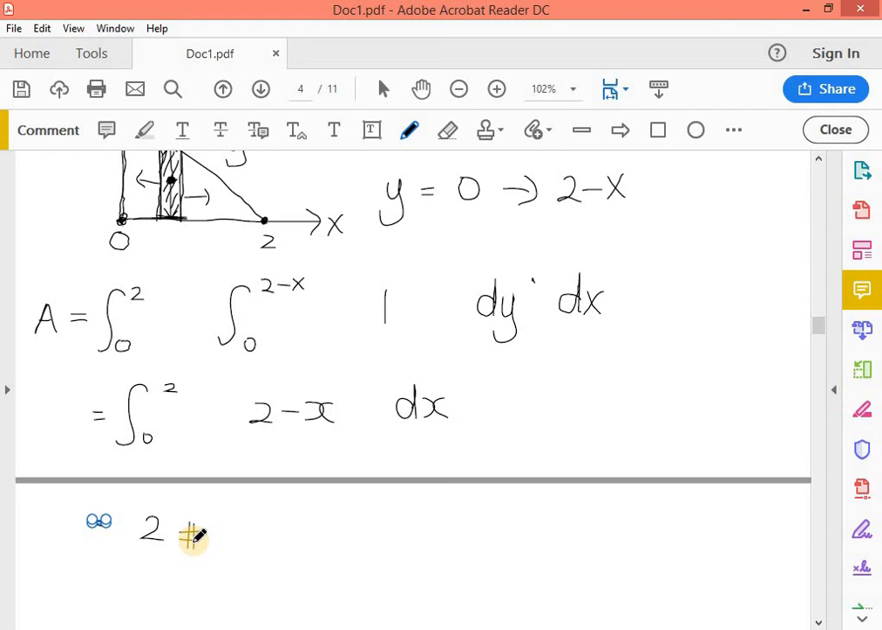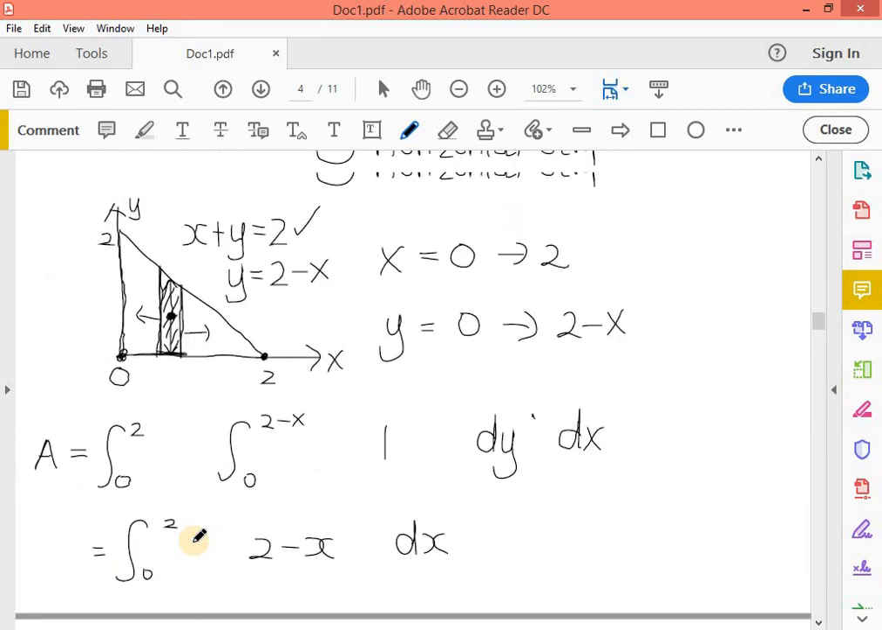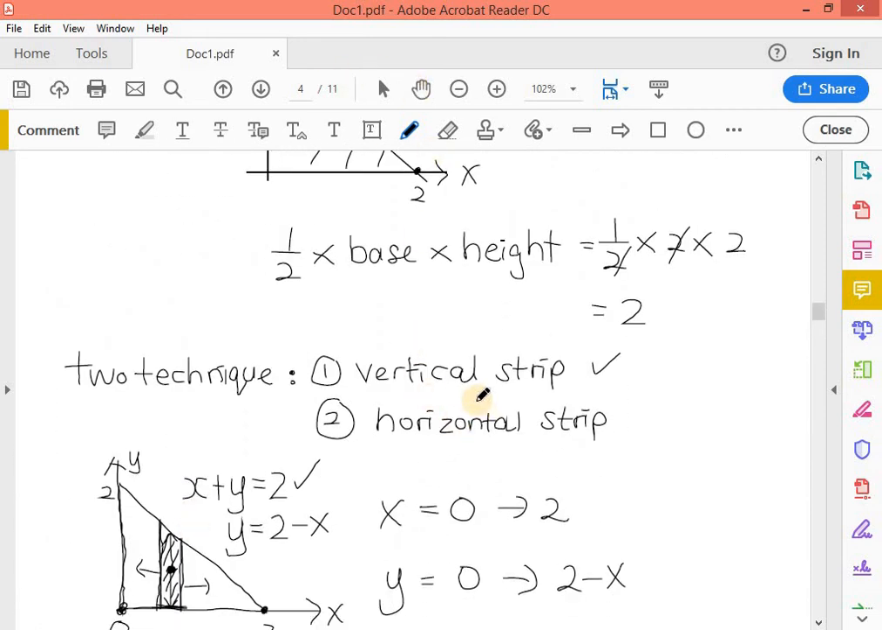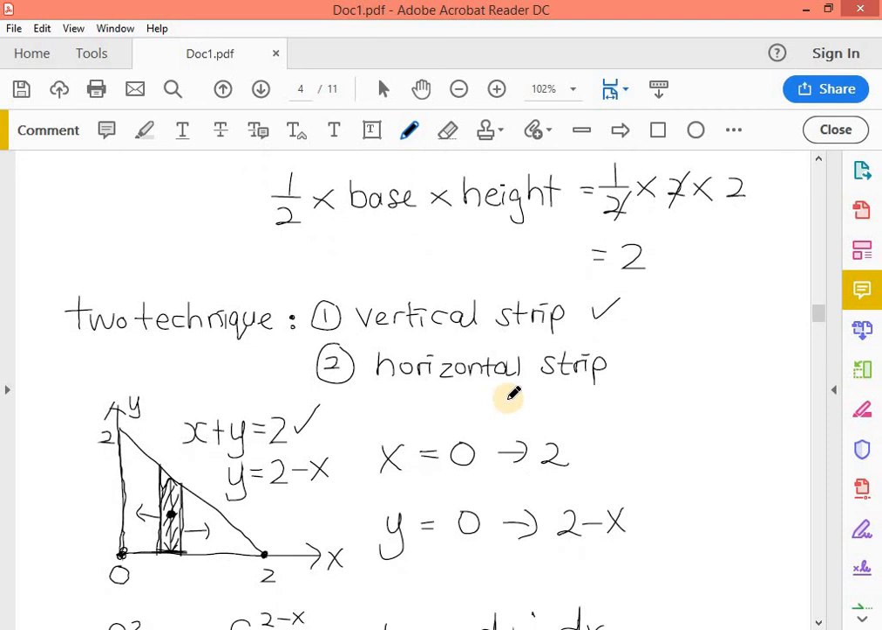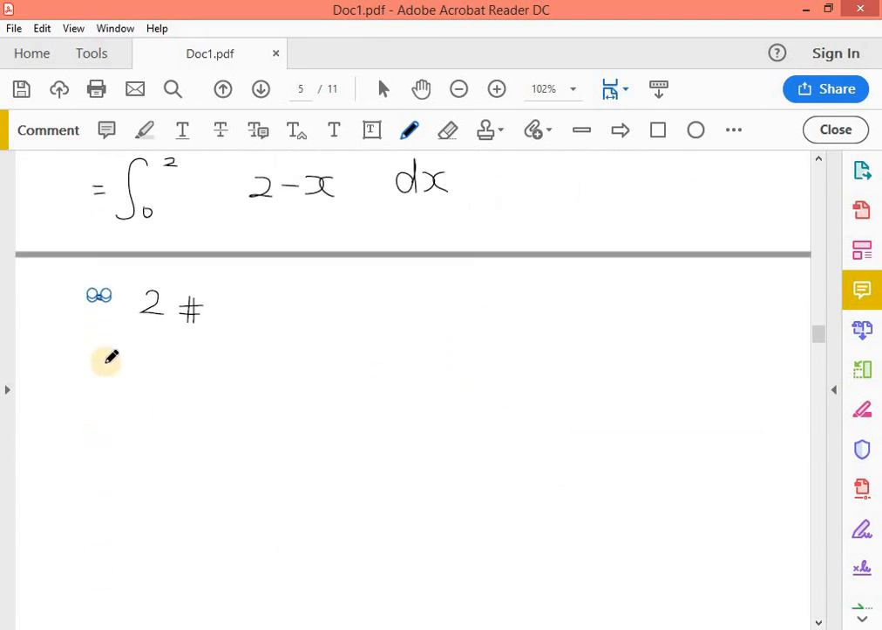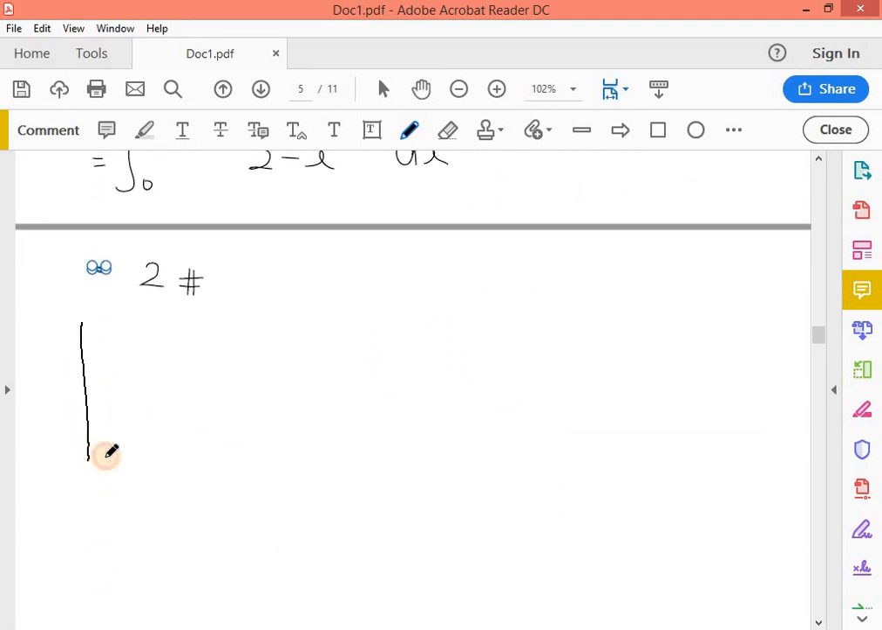Okay? So I have explained the vertical strip technique. Remember just now I mentioned there are two techniques, right? The second technique is horizontal. So let's move on to the horizontal strip technique.